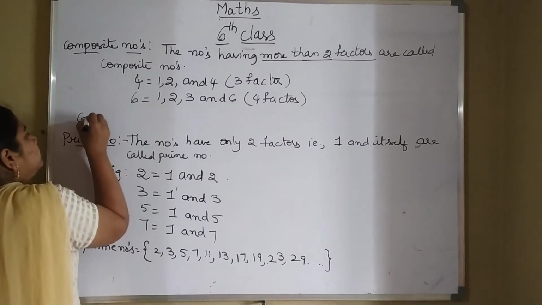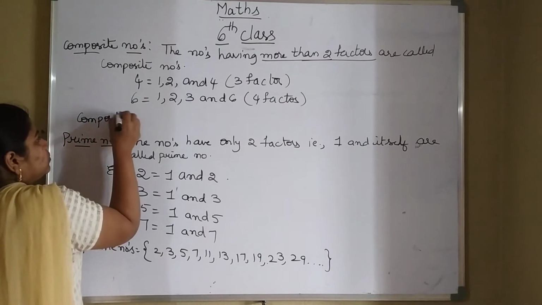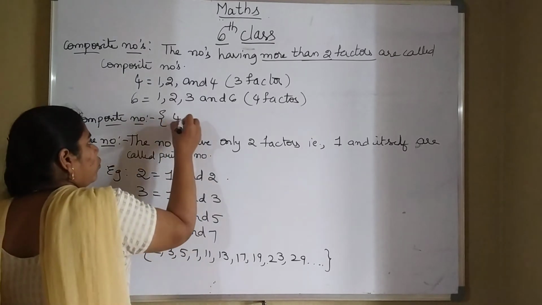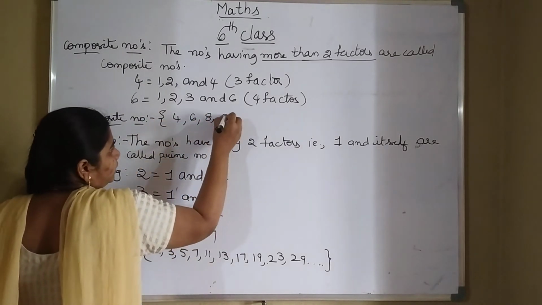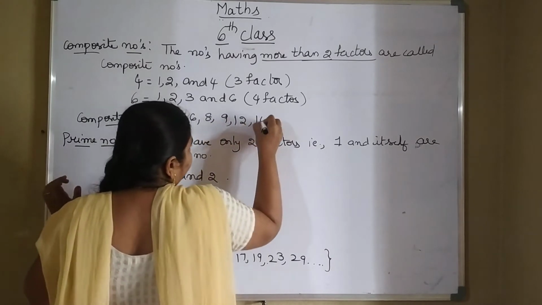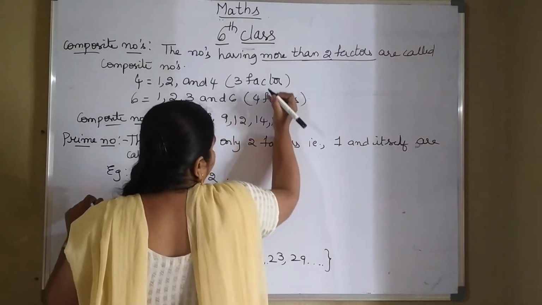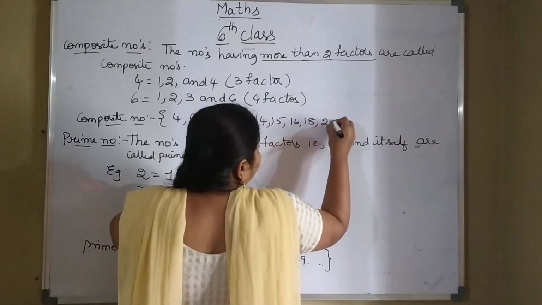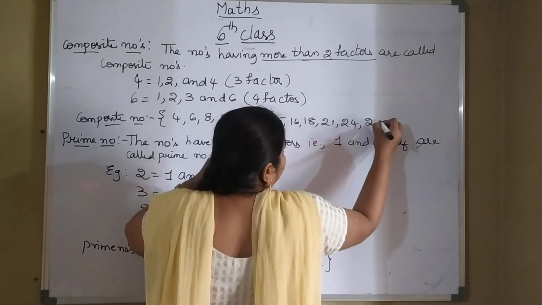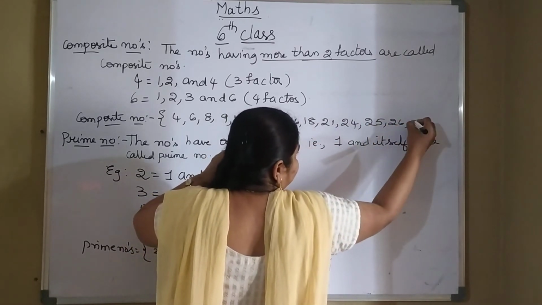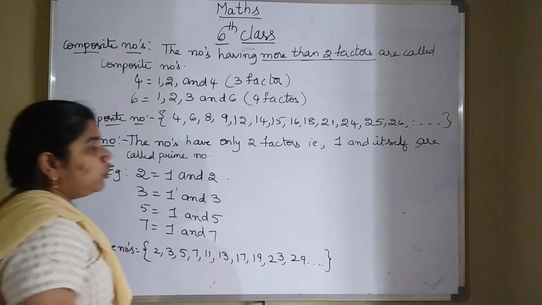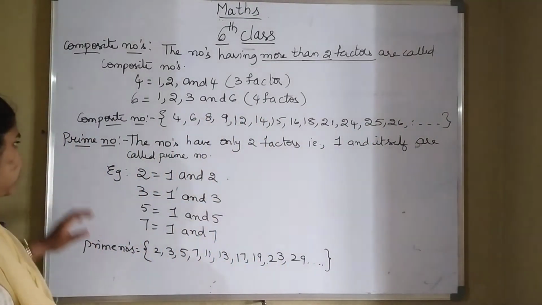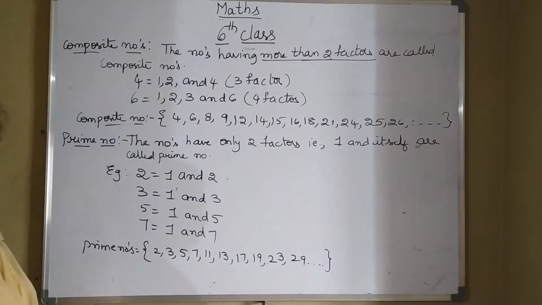For example, write the set of composite numbers. 4, 6, 8, 9, 12, 14, 15, 16, 18, 21, 24, 25, 26 and so on. So these all are composite numbers which are having more than 2 factors. Okay, so this is about prime numbers and this is about composite numbers.